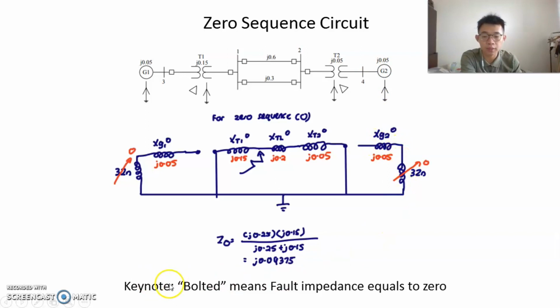There's one key note here. Since the question mentioned that the circuit is bolted, this indicates that the fault impedance for the circuit is going to be 0. So for ZF, we just substitute it with 0. Same as just now, we are going to calculate Z Thevenin from bus number 1. In this case, it's J0.2 plus J0.05 in parallel with J0.15. Basically, you calculate this, and we're going to obtain J0.09375 for the zero sequence circuit.